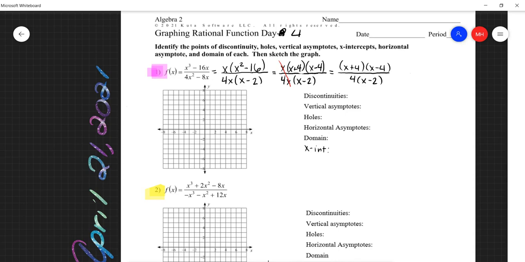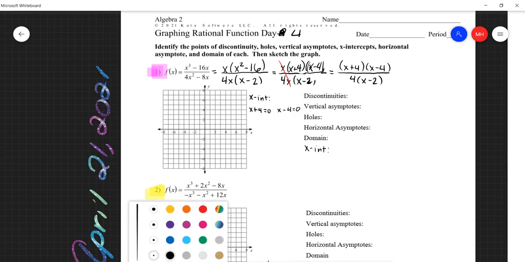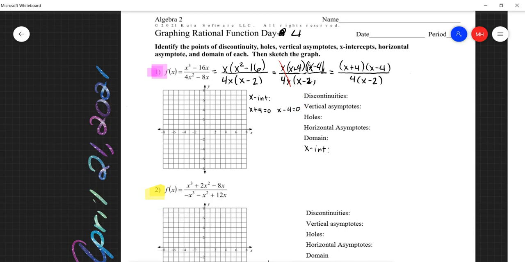From here, we're going to go ahead and find the x-intercepts, even if it is a little bit out of order. So to find x-intercepts, we set the numerator, the top part, equal to 0. I have 2 pieces. I'm going to set both pieces equal to 0 and solve them for my x-intercept. So for the first one, we're going to subtract 4 from both sides, and we get x equals negative 4. For the second one, if we add 4 to both sides, we now get x equals positive 4.